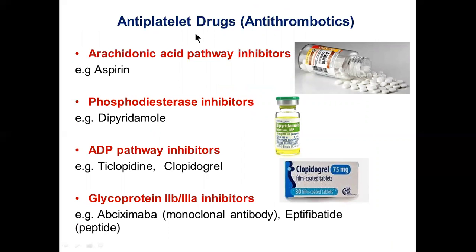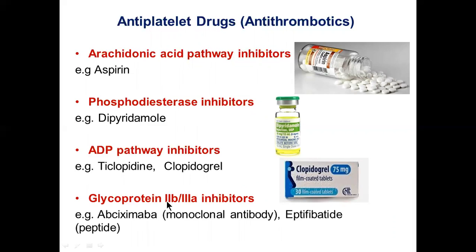This group of drugs includes arachidonic acid pathway inhibitors, such as aspirin, an irreversible inhibitor of the cyclooxygenase enzyme through acetylation. Small dose aspirin inhibits thromboxane synthesis in platelets, but not prostacyclin synthesis in endothelium. Phosphodiesterase inhibitors. ADP pathway inhibitors inhibit the binding of ADP to its platelet receptor by irreversibly modifying the platelet ADP receptor.